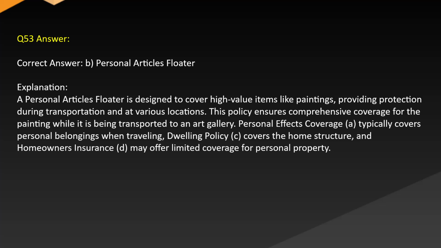Explanation. A personal articles floater is designed to cover high-value items like paintings, providing protection during transportation and at various locations. This policy ensures comprehensive coverage for the painting while it is being transported to an art gallery. Personal effects coverage, A, typically covers personal belongings when traveling. Dwelling policy, C, covers the home structure, and homeowners insurance, D, may offer limited coverage for personal property.